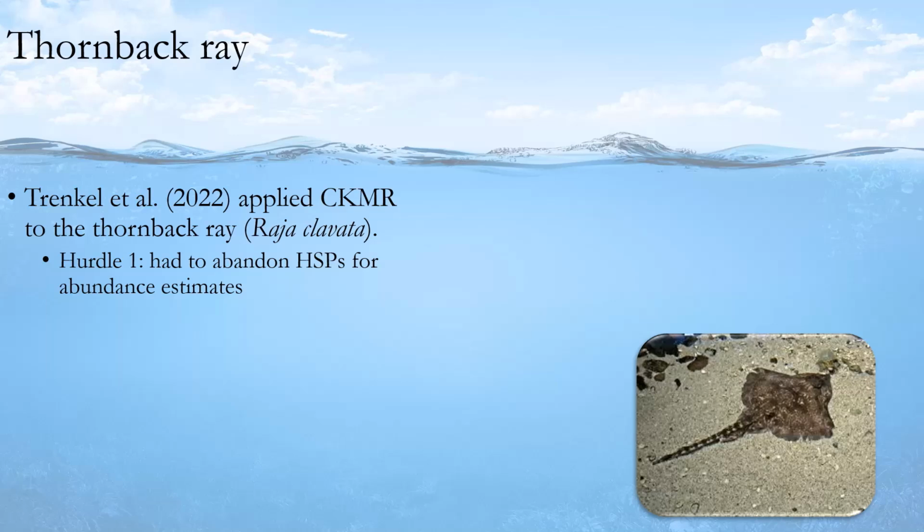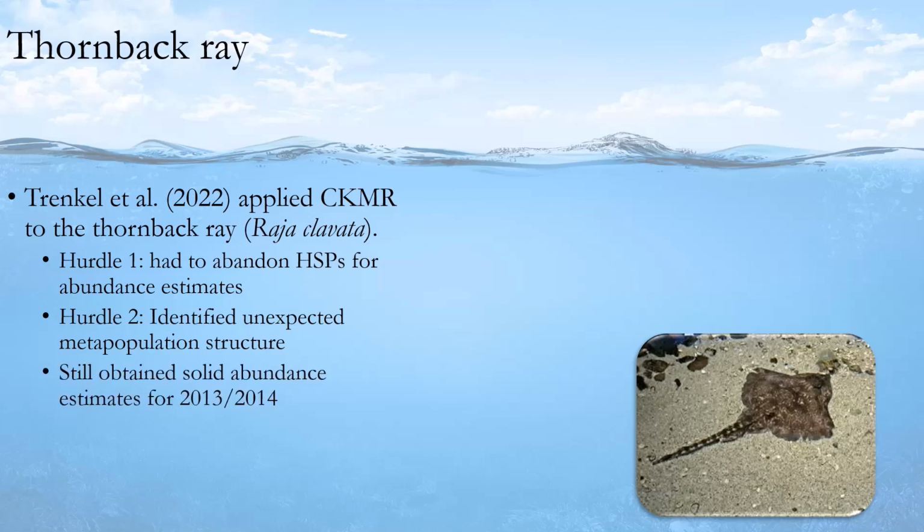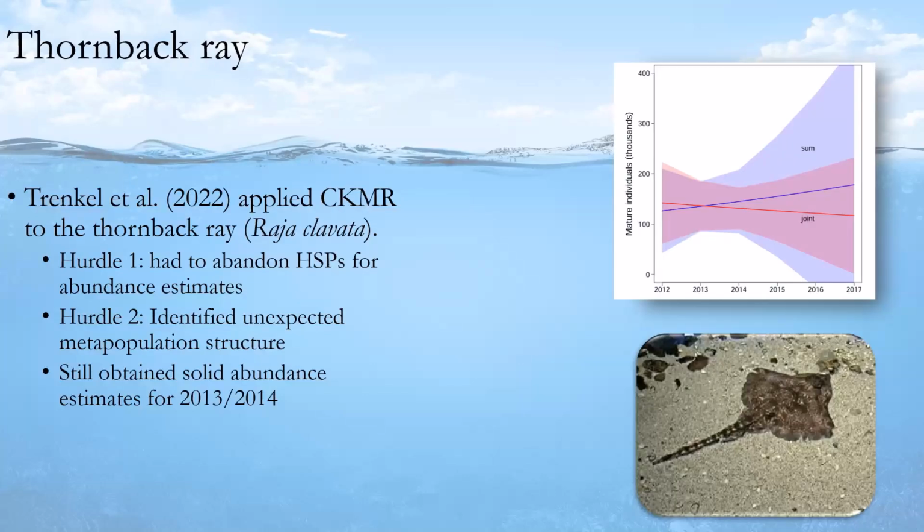But then, when they started analyzing the data, they found unexpected metapopulation structure. And so they went about their analysis in 2 ways. One, where they split their data set into smaller data sets corresponding to the subpopulations, and then estimated abundance using CKMR separately for each subpopulation and summed the results. And then at the same time, they also just tried grouping all of the samples together and estimating abundance of the full metapopulation using the entire data set. And ultimately, they were able to obtain solid abundance estimates for 2013 and 2014 using both methods. And they were really quite similar, though their estimates for 2016 and 2017 were quite imprecise.